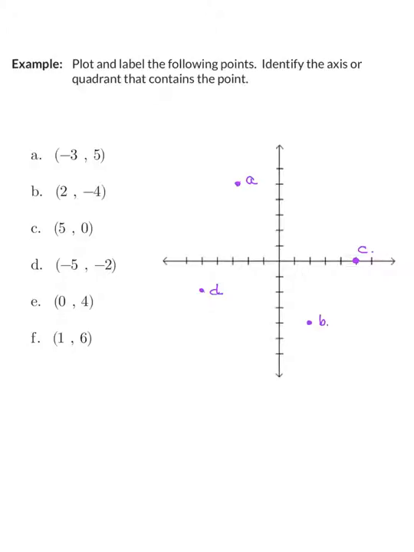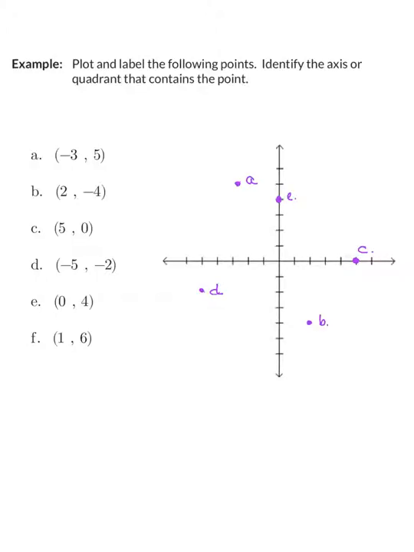For the next example, E, the first thing it tells me is not to go left or right. Since this is a 0, I want to move 0 left or 0 right, which means don't move left or right. And the second one tells me that I want to go up 4. So from the origin, we're going to go up 4 and put our dot right on this vertical axis. So example E will be right here. We plot, we label.